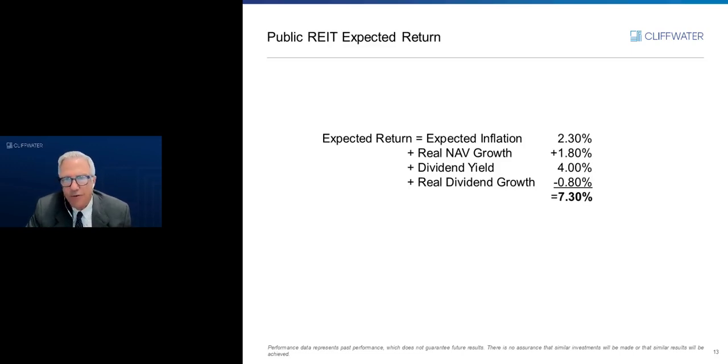Slide 13. So when we're developing an expected return for REITs, again, it goes back to cash yield plus cash flow growth. So basically, our expected return is this simple arithmetic. We start with expected inflation of 2.30%. We expect the growth curve to always start with the rate of inflation. Add real NAV growth from the prior page at 1.8%. Add the dividend yield at 4% as of March 31, and then real dividend growth was minus 0.8%. So you put all that together, including both the history to develop some of these growth assumptions, plus current inflation forecast and the current dividend yield, you get 7.3% for REITs.